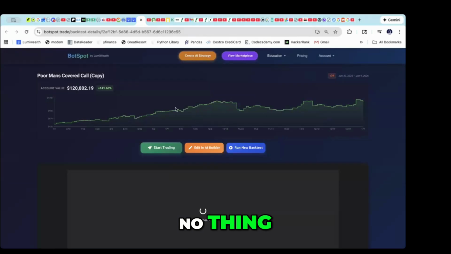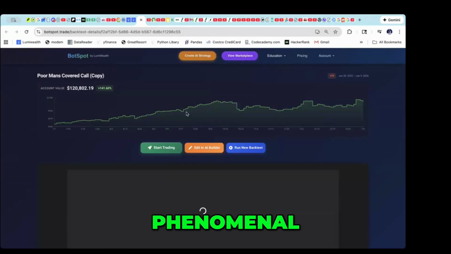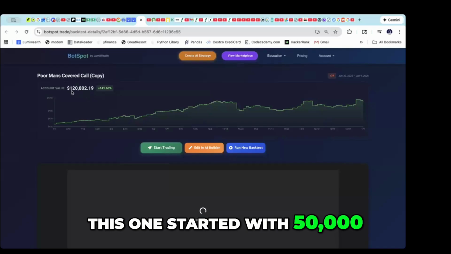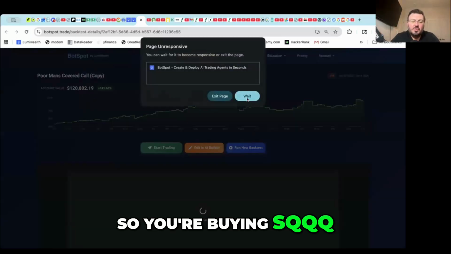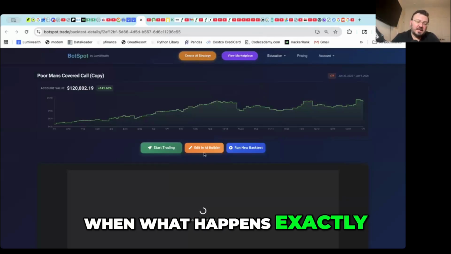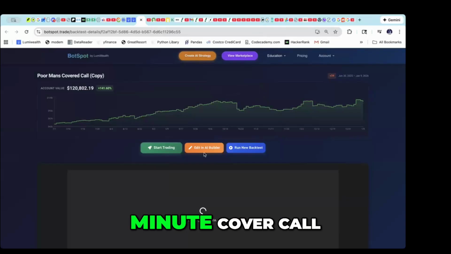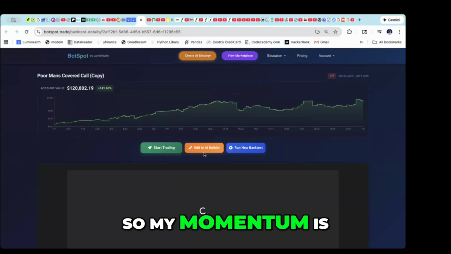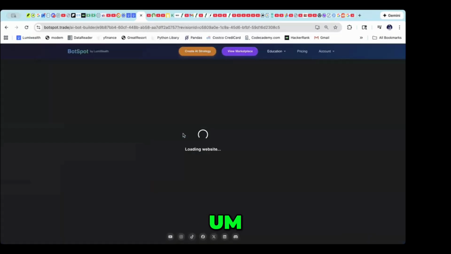But that strategy was actually phenomenal. It's been pretty good. This one started with 50,000, and I'm up 120. So you're buying SQQQ when what happens exactly? It has momentum. It's doing short and covered calls, so then it has momentum. My momentum is, if it goes under the 15 day, it'll pick up SQQQ as my hedge.